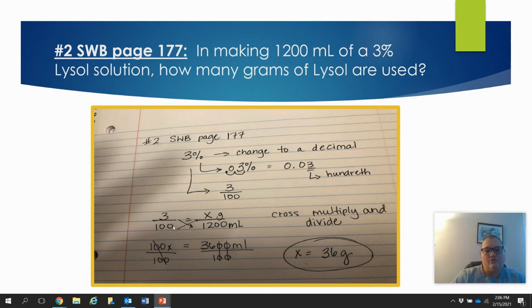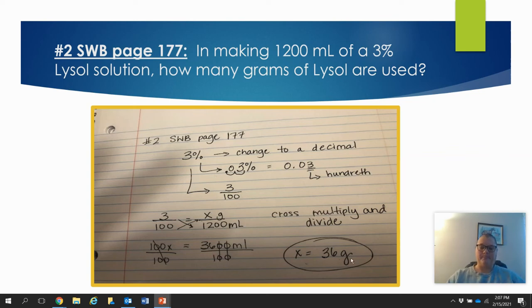3 over 100, we want to know how many grams of Lysol in making 1200 mLs. So now we cross multiply and divide. So we get 100x equals 3600. We need to get x by itself. So we divide by 100 over here. If we do it on this side, we need to do it on this side. I divided out the 100, just kind of marked out those zeros there that match up, and it equals 36 grams for that one.